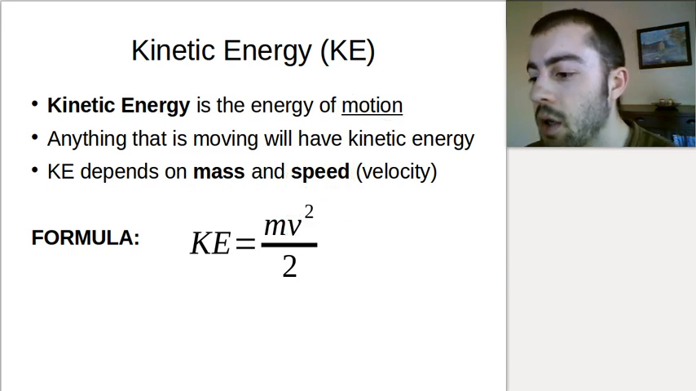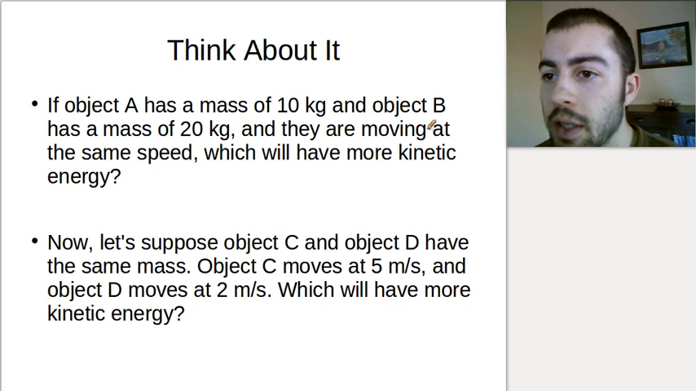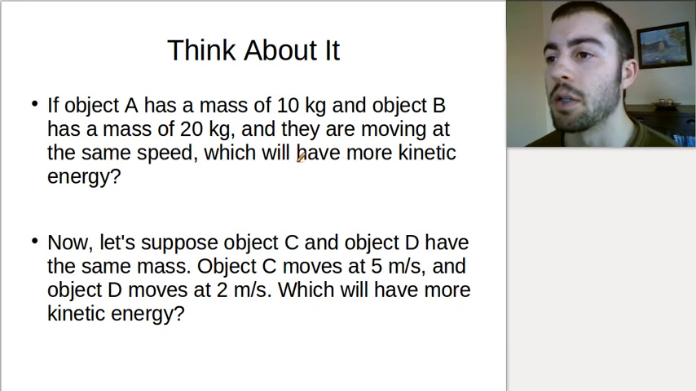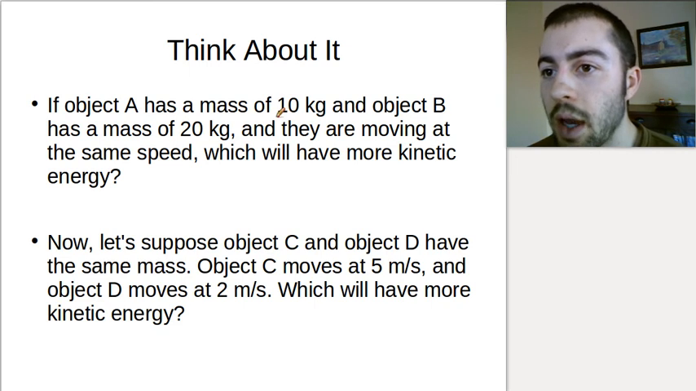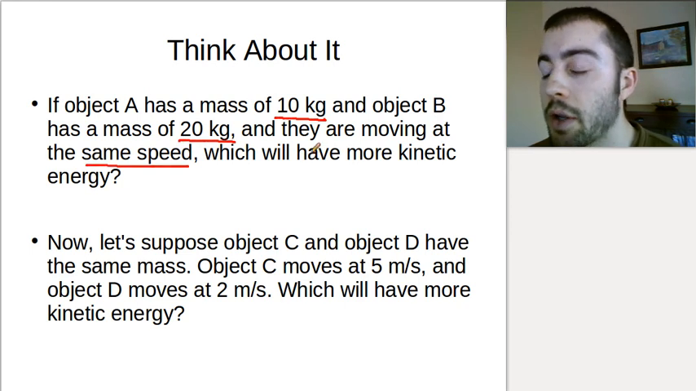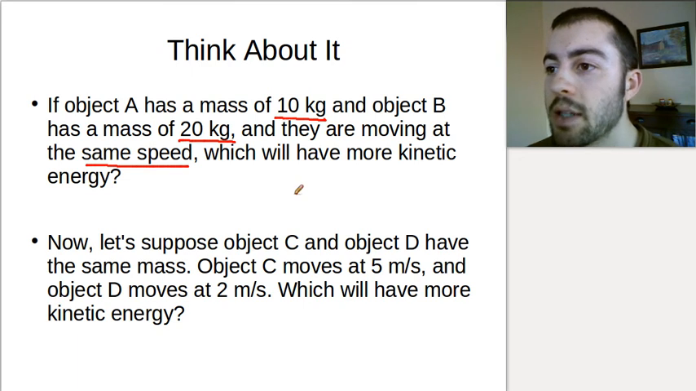All right, so in terms of those things, mass and speed, let's think about how in these certain situations kinetic energy might be impacted. So if you want to pause the video right now and maybe take a minute to think over these questions on your own, I'll give the answers now. So the object A here has a mass of 10 kilograms and object B has a mass of 20 kilograms, and they're moving at the same speed. So which of them will have more kinetic energy? Well, we just said the more mass an object has, the more kinetic energy it's going to have. So in this case, object B would have the greater kinetic energy because it has a greater mass.